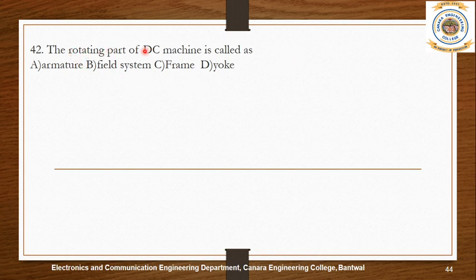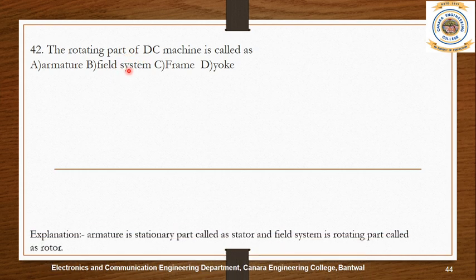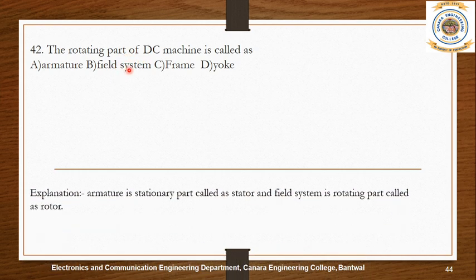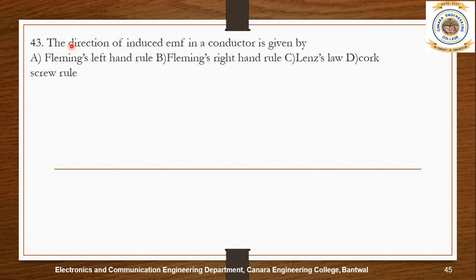The rotating part of DC machine is called as yoke, frame, field system and armature. In the DC machine, rotating part is armature, static part is field. So armature is the answer. Next, the direction of induced EMF in a conductor is given by Fleming's right hand rule.